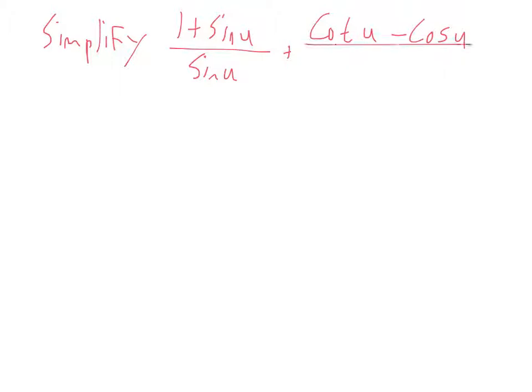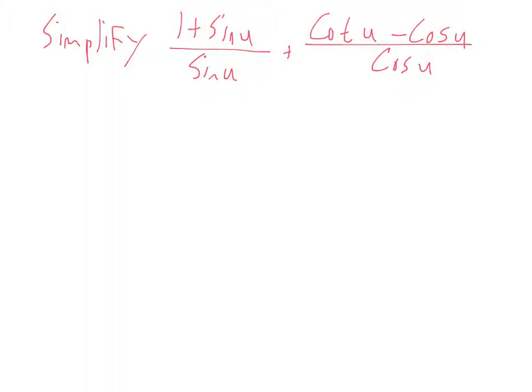Let's say I have the expression 1 plus sine of u over sine u plus cosine u, cotangent u minus cosine u all over cosine u. Right. Another strategy we can use for simplifying is if we have two fractions that are being added together, one thing we can do is give them a common denominator and combine them into one fraction.